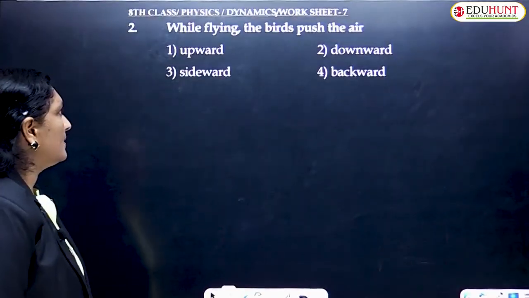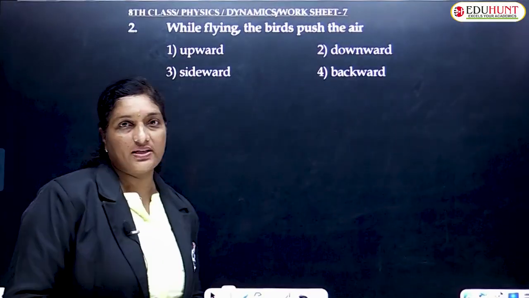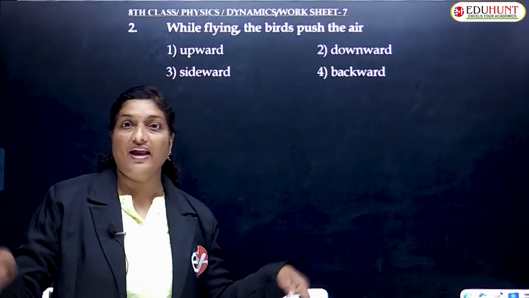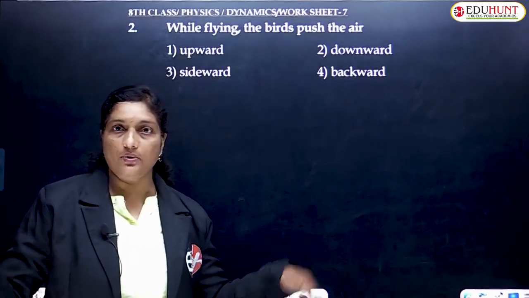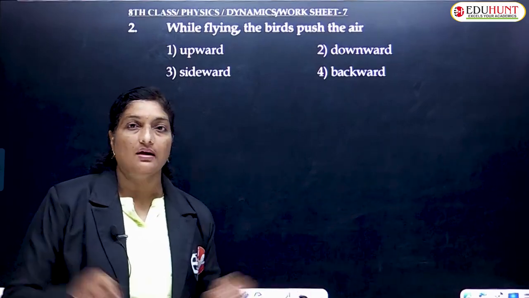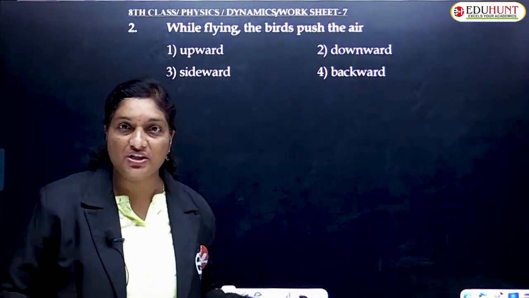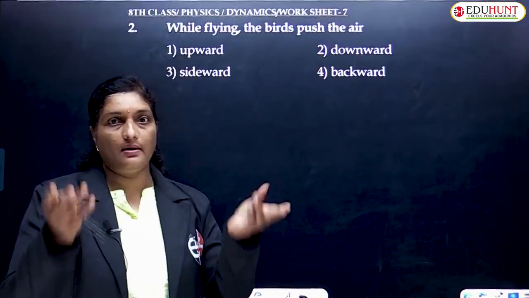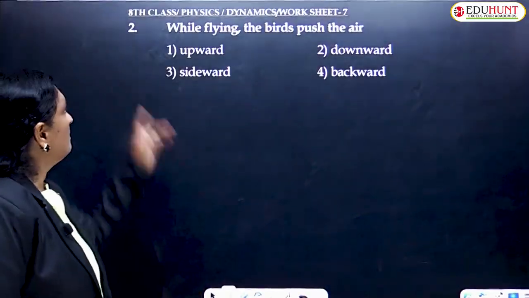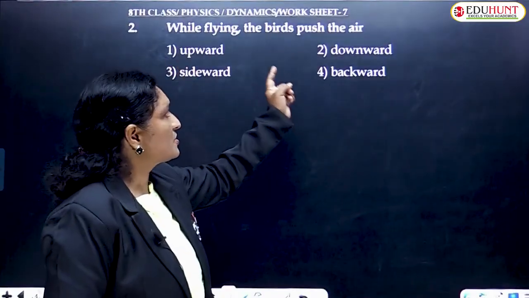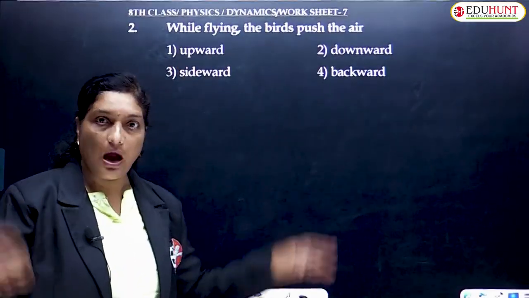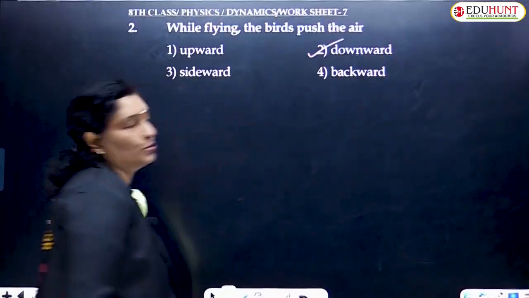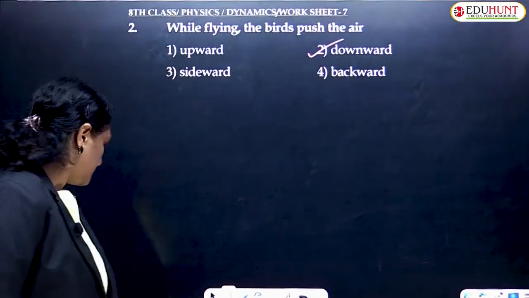Moving to the second numerical. While flying, the bird pushes the air. Whenever the birds are flying, they flutter their wings, up and down. Whenever they are fluttering the wings, they push the air downwards, and the bird will fly high. So while flying, the birds push the air in which direction, children? Downward direction, and hence the bird will fly up. So option number 2, the air is pushed downwards.